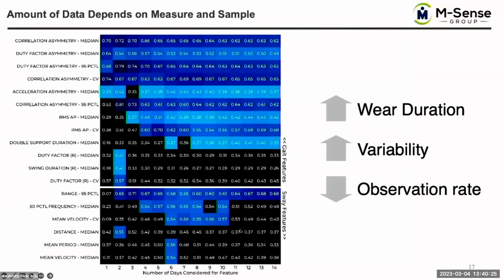If you do a regression analysis on this, longer wear durations are predicted by increased variability and decreased observation rate. So what that means is that if you have a parameter that's more variable, you need to record data for longer to get a reliable estimate. Similarly, if you're observing it less often, you need to record for longer to get a reliable estimate. So I think it's important to consider this when we think about how we actually leverage these technologies to engage or capture this information from patients in the wild.